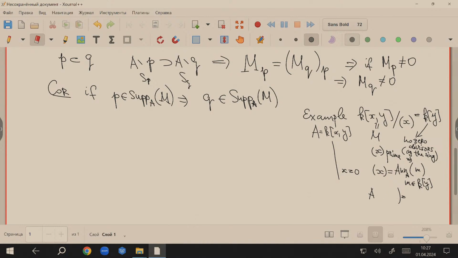You see that zero is not in the set of associated primes, because there are no elements where zero is precisely the annihilator, and so the set of associated primes is precisely x.